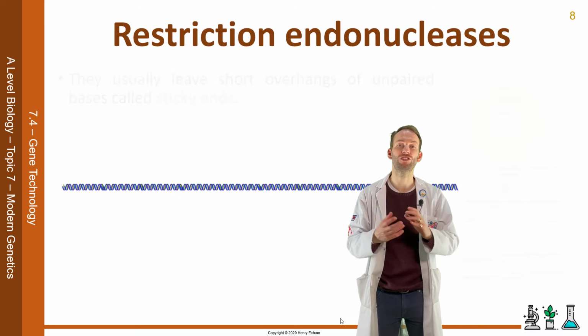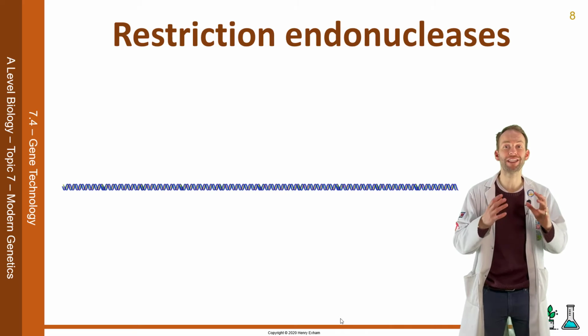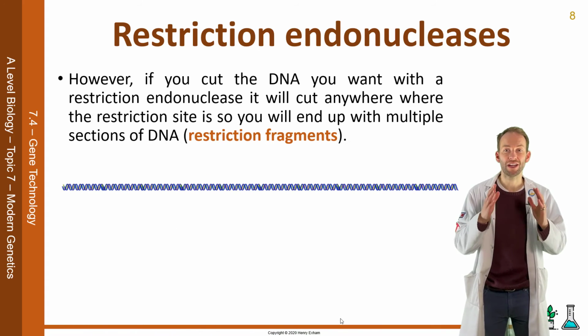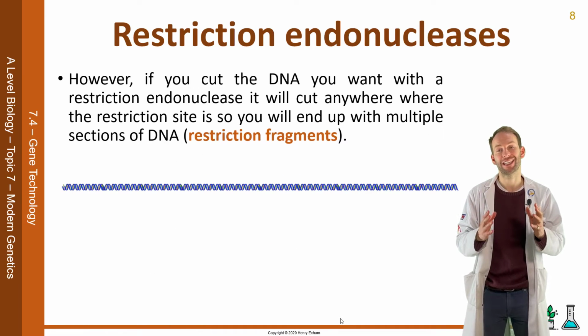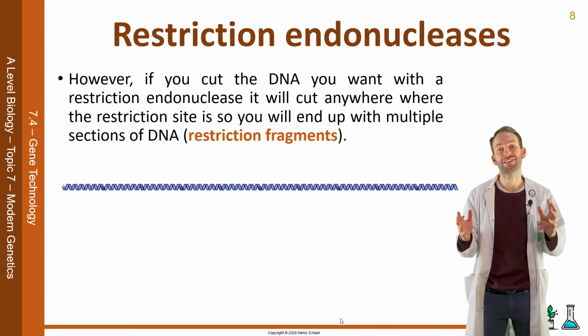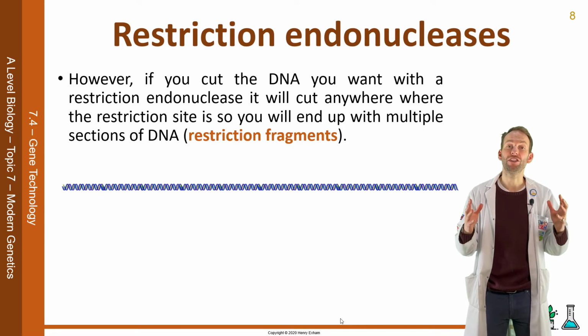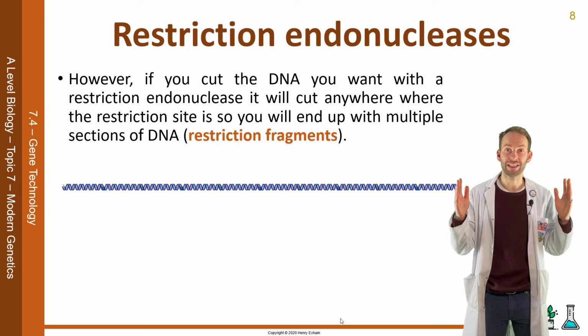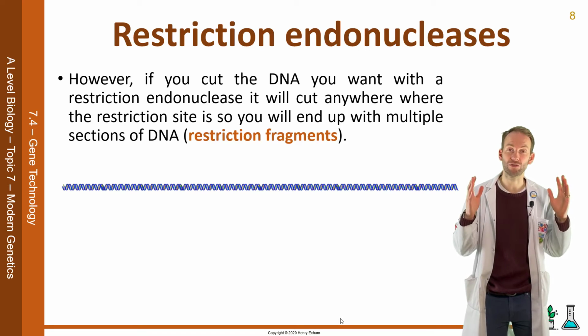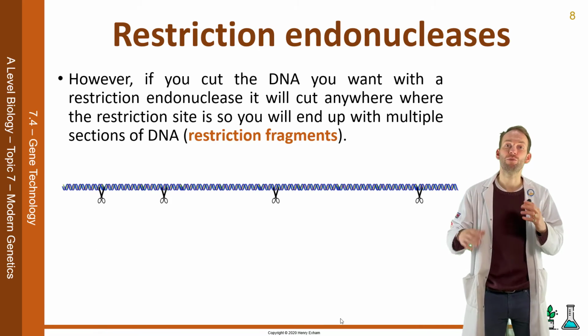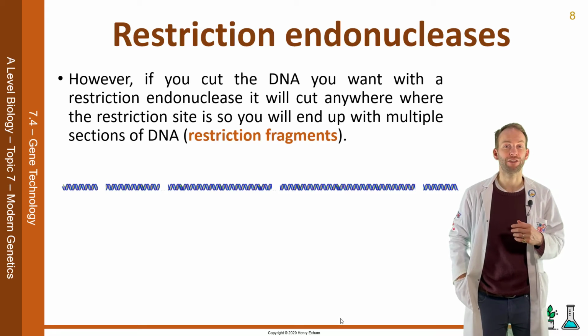However, one potential issue with restriction enzymes is that when you cut the DNA that you want, it will cut anywhere where that restriction site is, even if it's in the middle of the gene. So it can be really good if you can get restriction endonucleases that will cut either side of the gene to create the right restriction fragments, but it can be not perfect.